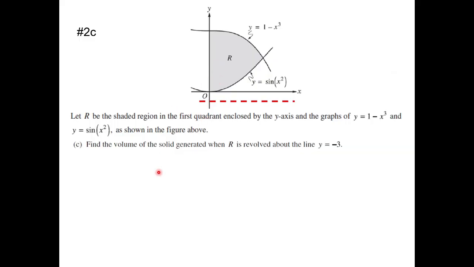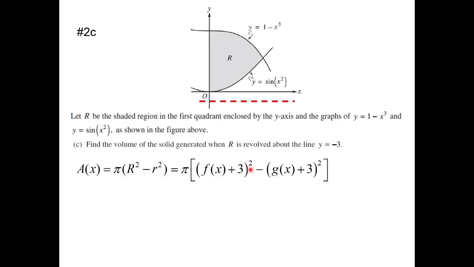So for my area, I'm going to write pi times big R squared minus little r squared. A of x equals that. Big R is going to be the distance from the further away part of the bounded region, which was our f of x function, to this line y equals -3. So we're going to have f of x minus -3, or plus 3 as it were. And then little r is the distance of this inner part of the bounded region, which was our g of x function. So that'll be g of x plus 3, quantity squared, all being subtracted.